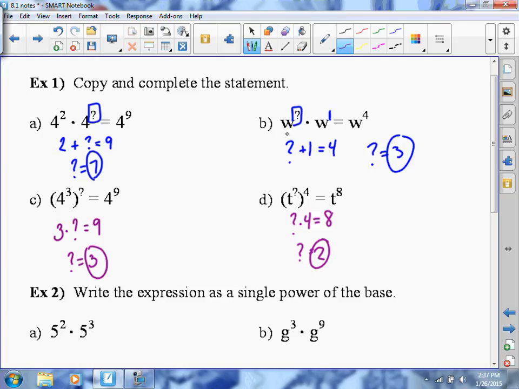When you're multiplying or when you have a power raised to another power, that's when you multiply. When you have a power, a whole expression, times another power, a whole other expression, that's when you add. So another way to think of that is if you have one base here, you're going to multiply. If you have 2 bases, then you add.